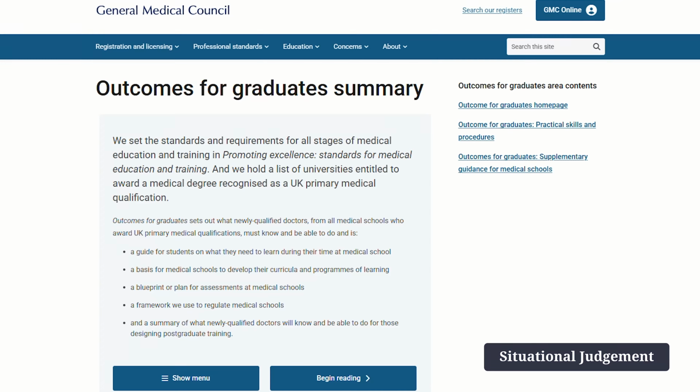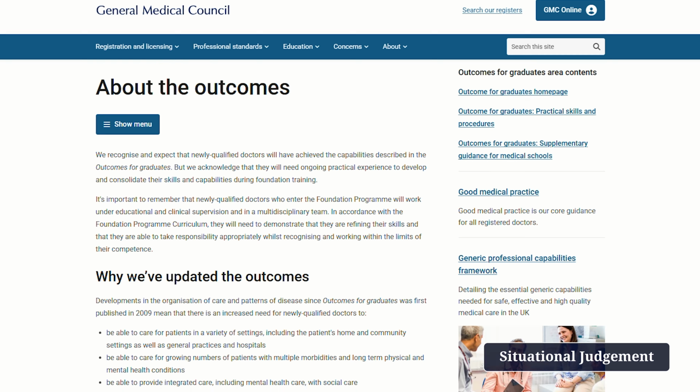Here's the key thing that trips people up. You're not being asked what you would personally do. You're being asked what a medical professional should do, according to medical guidelines and professional standards. The best way to prepare for this section is to read the GMC's Outcomes for Graduates document and get into the mindset of a responsible medical professional, not a student answering a test. Situational judgement is scored differently from the other sections, which we'll dive into next.